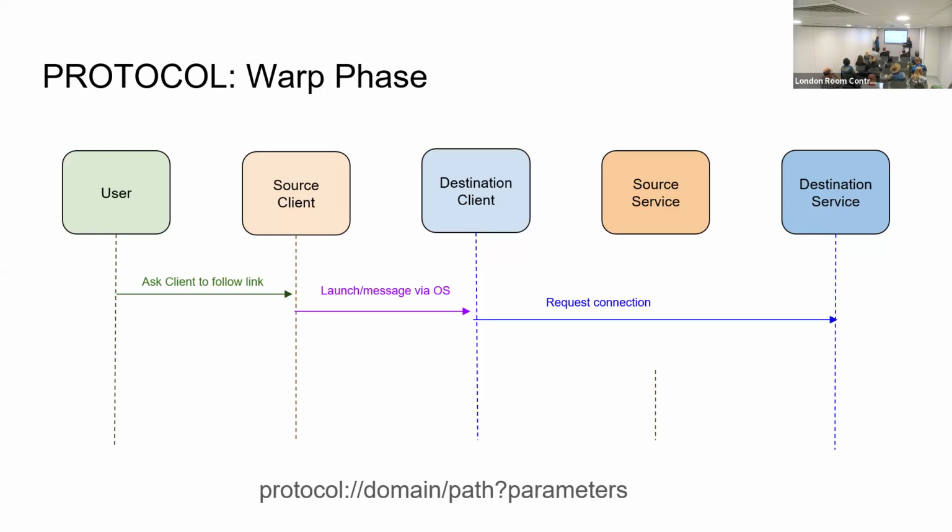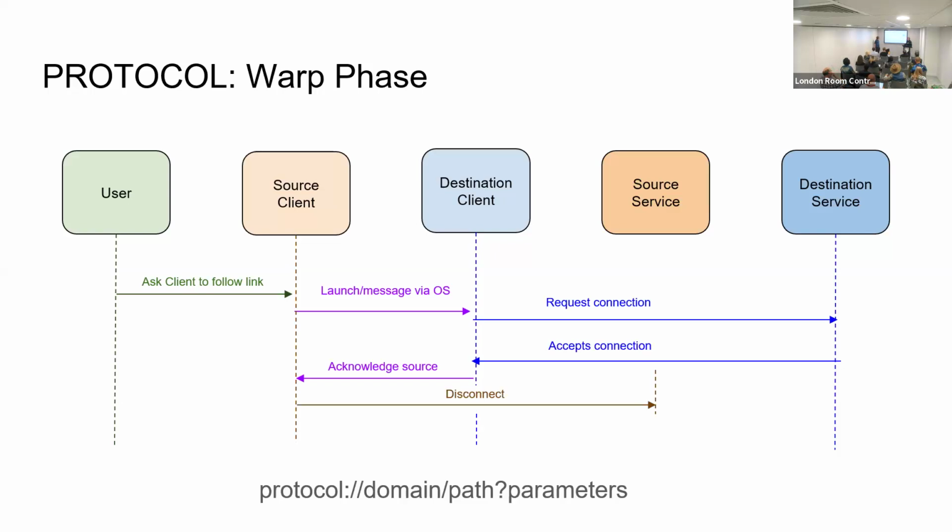The destination client then talks to the service, requests the connection, the service accepts it, hopefully, and the destination client responds to the source saying, yes, this link is good to follow, it's been accepted, we're all set. So then the source client can disconnect. And the user can then go through whatever negotiation is necessary.